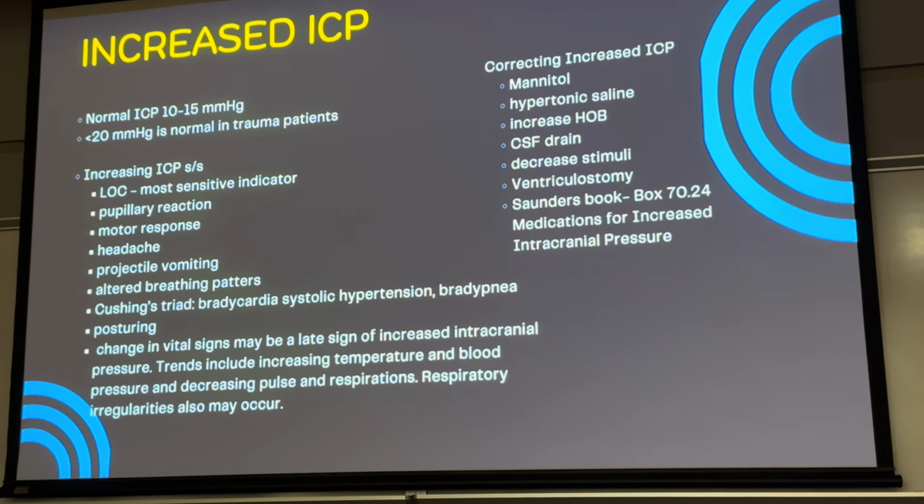So normal ICP 10 to 15, we'll go up to 20. Anything lower than 20 is going to be a good thing for your trauma patients. Increased ICP, level of consciousness, most sensitive indicator. All right, I've said that a lot tonight.